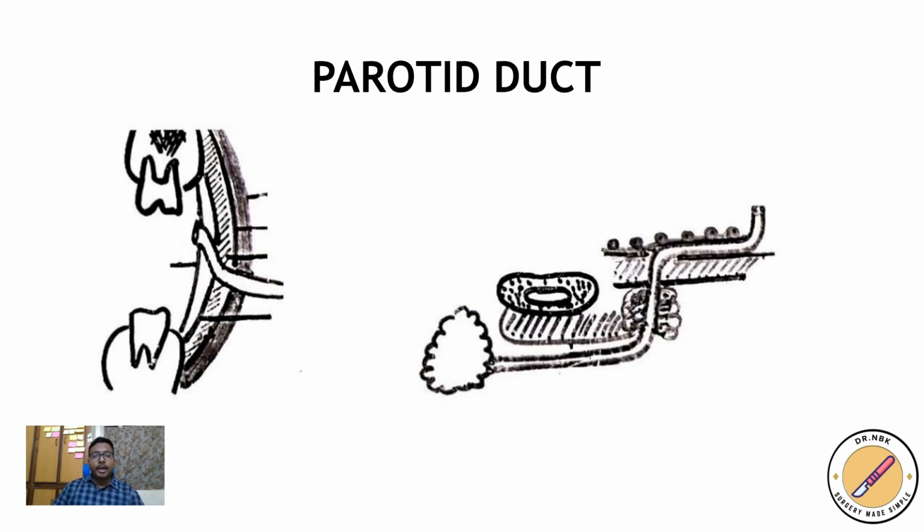Next, the parotid duct. It is a major salivary gland, so it has to secrete saliva. What is the anatomical configuration of the parotid duct? It is also called the Stenson duct. What is the course of Stenson duct? It takes its origin at the anterior border of the parotid gland and passes superficial to the masseter muscle.